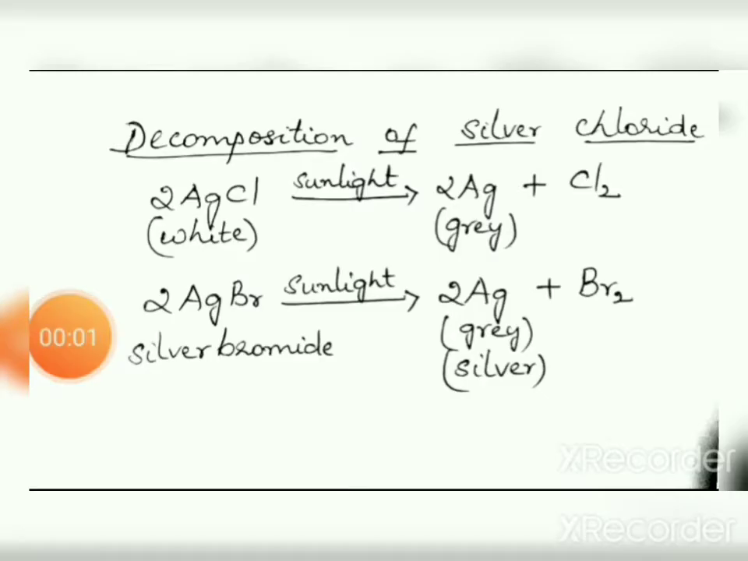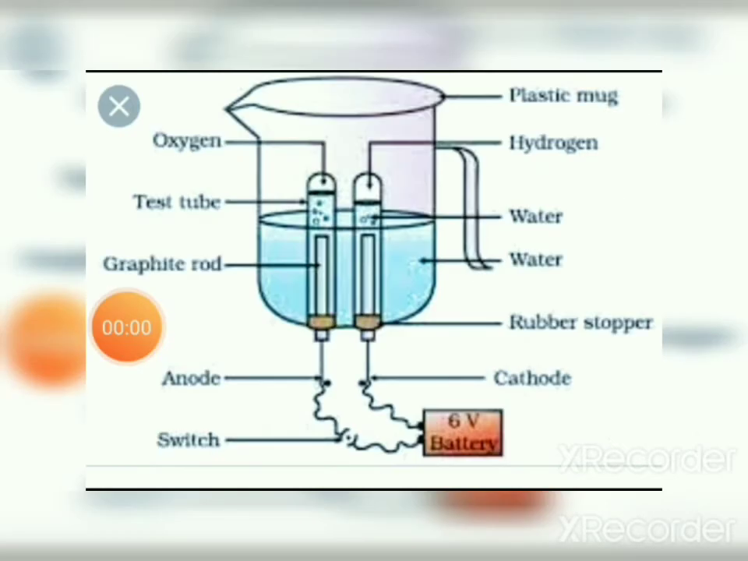The balanced chemical equation for the decomposition of silver chloride is 2AgCl gives 2Ag plus Cl2, and the balanced chemical equation for the decomposition of silver bromide is 2AgBr gives 2Ag plus Br2. We shall now consider the decomposition of water carried out with the help of electricity.